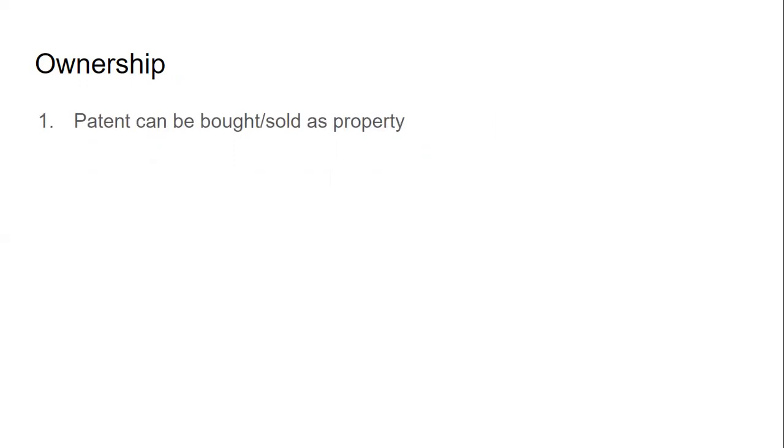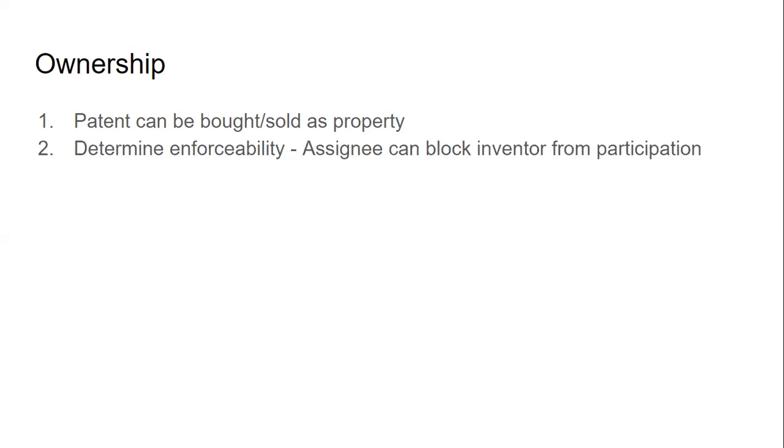Now, as far as ownership, a patent can be bought or sold as property. So that is something that you might see later on in that, like when something is assigned, that doesn't mean that it is sold. That doesn't count as an offer of sale. That doesn't count as prior art, right? Because these are patent rights. This isn't the actual invention, right?